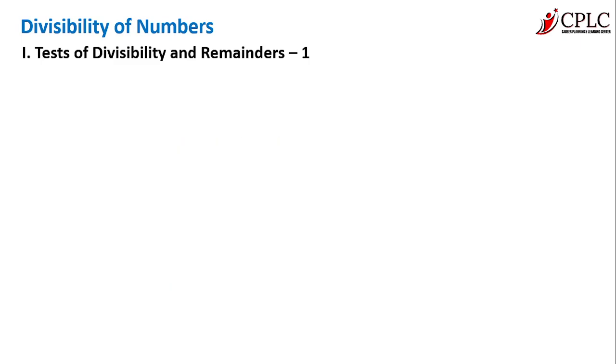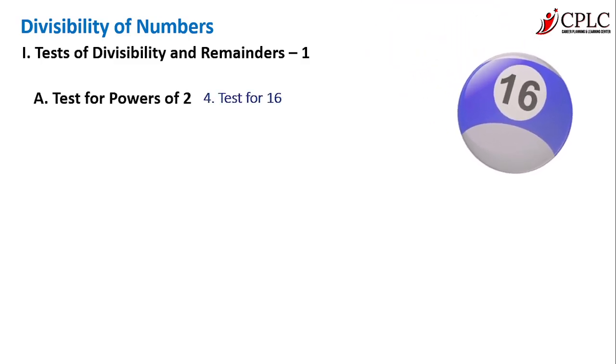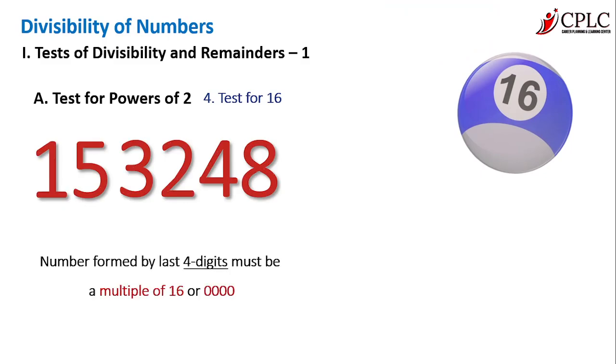Similarly, divisibility of 16, if you have guessed it right, 16 is 2 raised to 4. So obviously, the last four digits should be divisible by 16, or be four zeros. Then the entire number is also divisible by 16 in the same manner. So this is the way to do that.